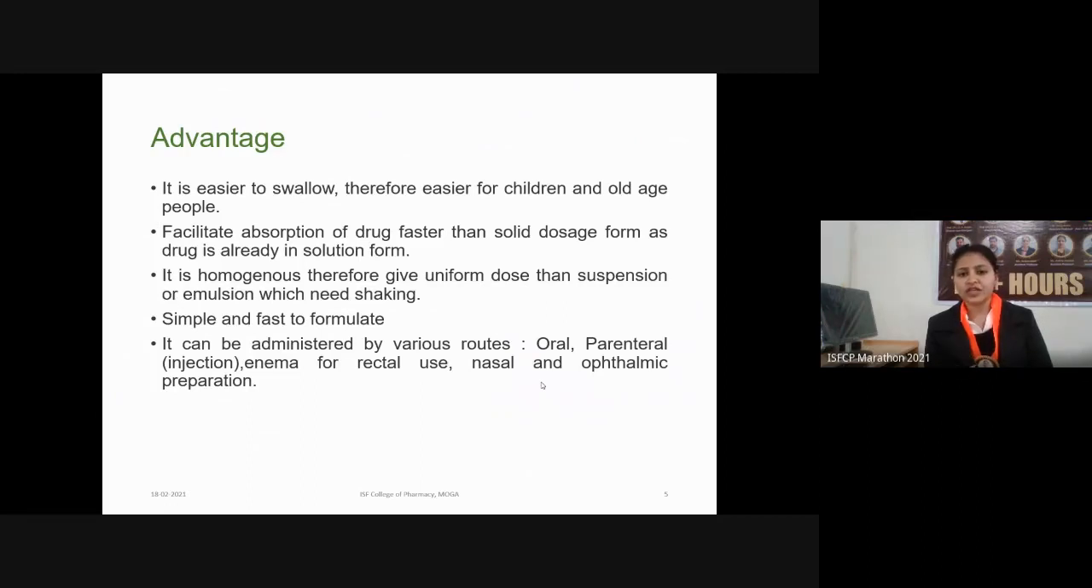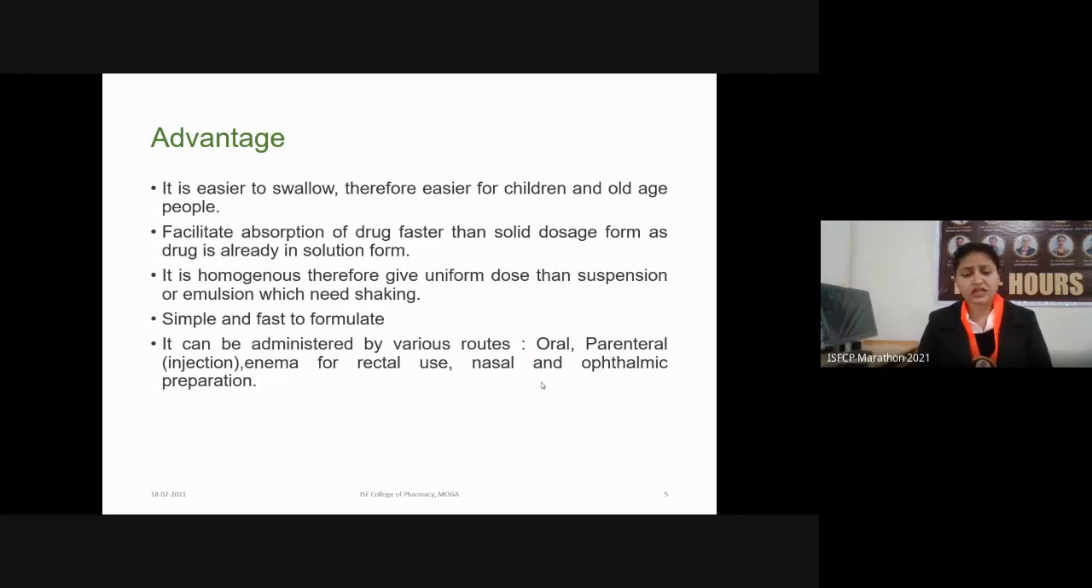These monophasic liquid dosage forms are homogeneous, and therefore they give uniform doses as compared to suspensions and emulsions, which need shaking. Which means that, as we know, solutions are homogeneous mixtures, meaning the solutes are completely solubilized in the solvent system. So in this case, there is no need of shaking, and there is no need of dispersion of this medicament in the solvent system.